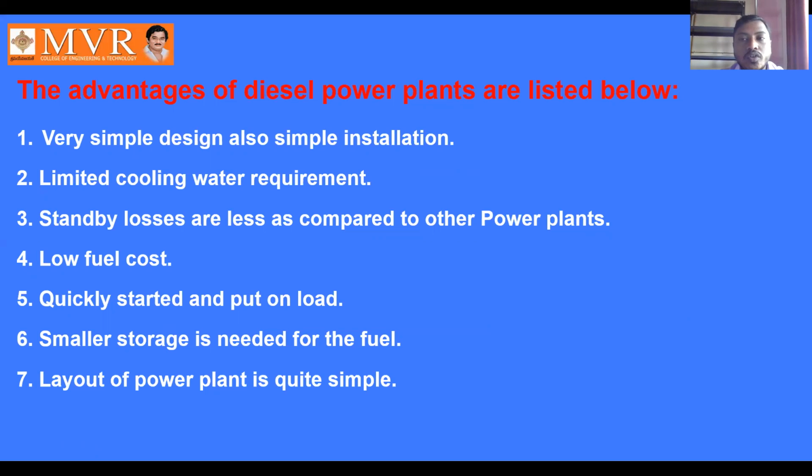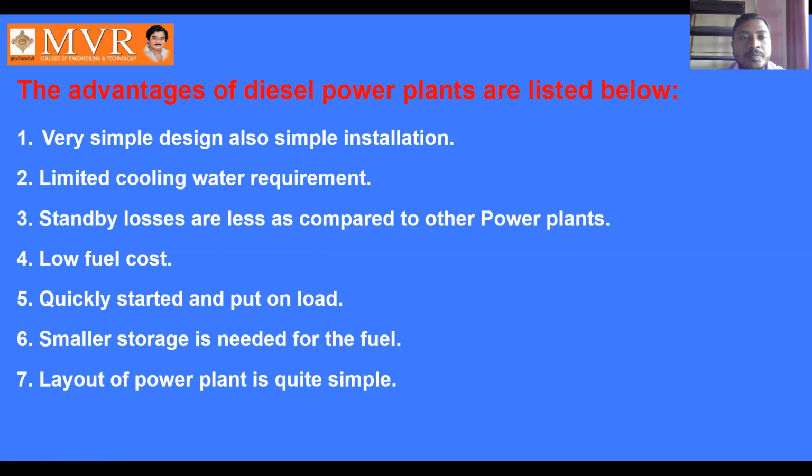The fuel cost is also low, and the plant can be quickly started and put on load. In a diesel power plant, smaller storage is needed for the fuel. The layout of the power plant is quite simple, as I have shown you in the diagram. This is about the advantages of diesel power plants.